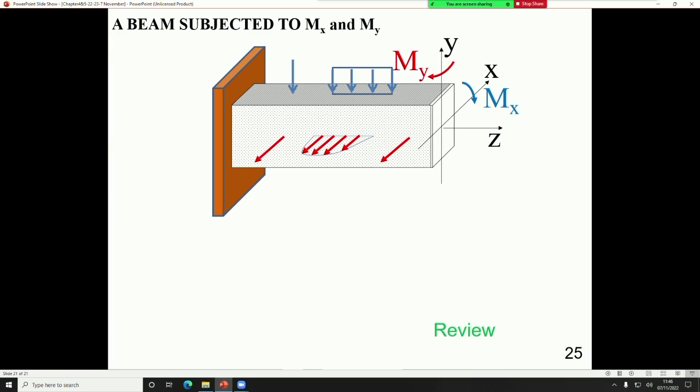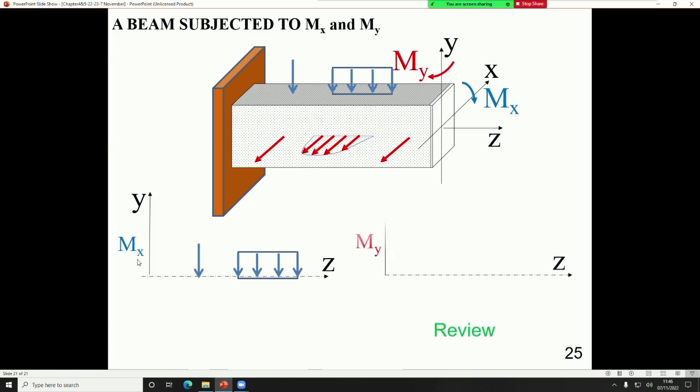So in order to write the equations for this structure, first, we look at all the forces applied in the YZ plane and write the general equations for MX. Then we look at the same structure in the XZ plane and write the general equations for MY. And this is what you're supposed to do for that example.